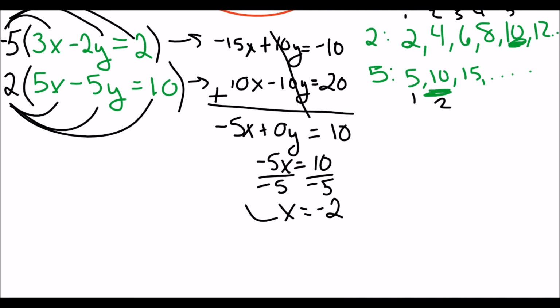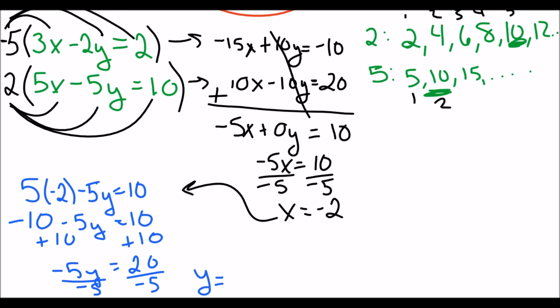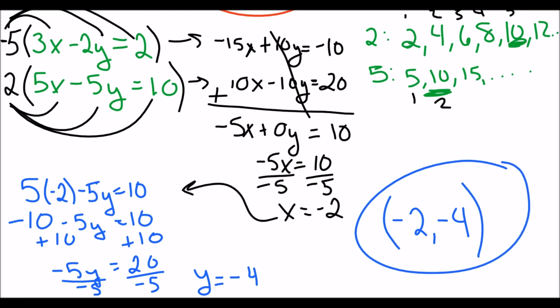So then we're just going to bring this back over here. So plugging in x, we have 5 times negative 2 minus 5y equals 10. And we're just going to simplify that. Negative 10 minus 5y equals 10. Add 10 to both sides. And we have negative 5y equals 20. And divide by negative 5. And we get y equals negative 4. So there is our answer. We have negative 2, negative 4. And that is our solution to these two equations.